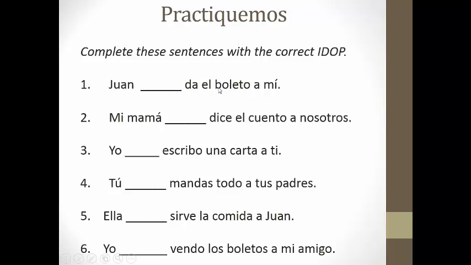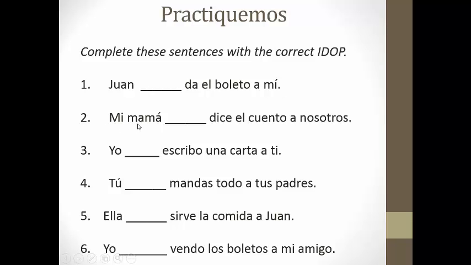So let's read here. John gives the ticket to me. John is the subject, gives is the verb. What does John give? The ticket. So there's your direct object. Who does he give it to? To me. So what IDOP means to me? Look on your chart. You should have come up with me. Juan me da el boleto a mí.